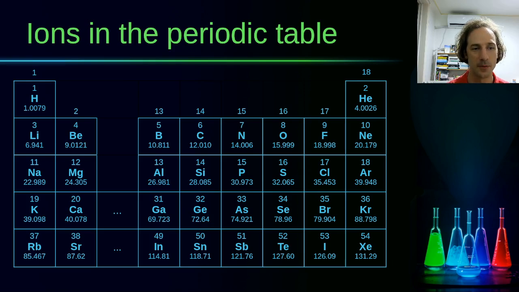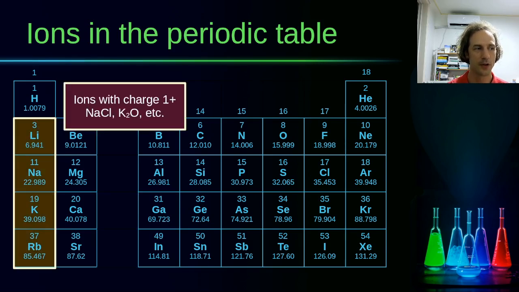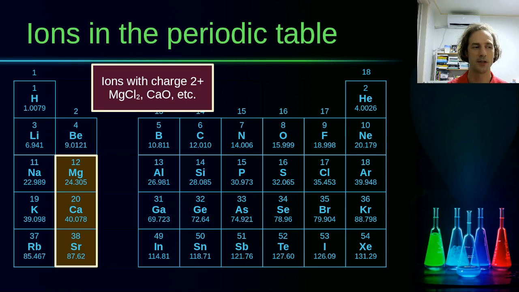So groups are the columns in the periodic table, and we are going to take a look at the leftmost 2 columns and the rightmost 6 columns here. And we are going to assess what the naturally occurring ions are for the elements in these groups. So for the first group, for lithium, sodium, potassium and rubidium, the ions they form in ionic compounds have charge 1+, like sodium chloride or potassium oxide, etc. In group 2, we have magnesium, calcium, strontium, which form ions with charge 2+ in ionic compounds.